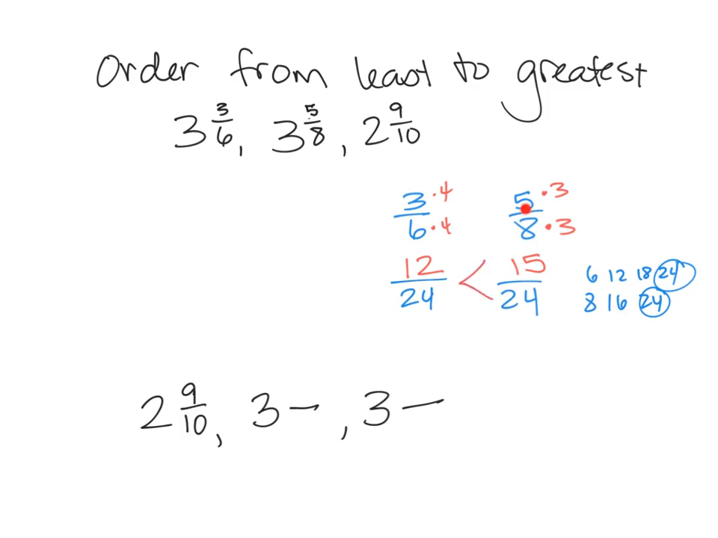And I lined them up nicely on my paper because I didn't want to forget which is which. So 5/8 is bigger than 3/6. So I'm going to go ahead and put 5/8 as the bigger one and 3/6 as the smaller one. So least to greatest, 2 9/10, 3 3/6, 3 5/8.